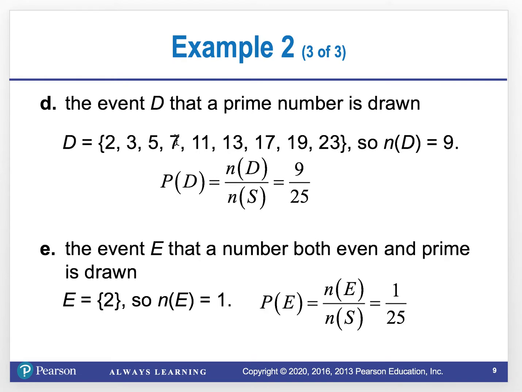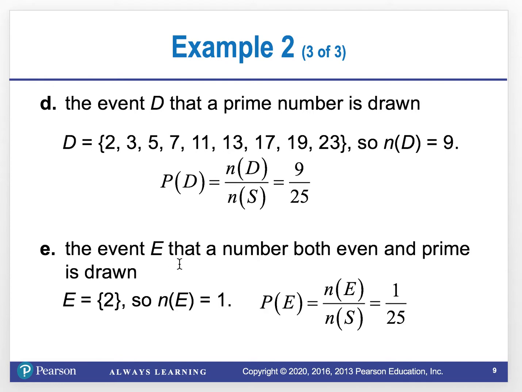Okay, another event. The event D, that a prime number is drawn. So first of all, again, I've got to see how many of those numbers are prime. They've graciously listed those here for us, and I just count how many there are. There's 9 that are prime. So again, 9 out of a total possible 25.